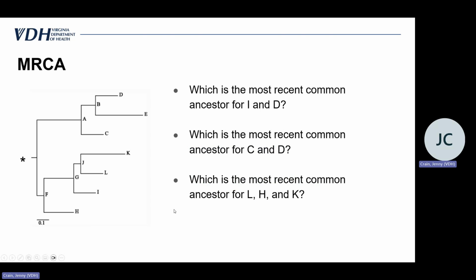Okay, so this was just a test or a quiz to check understanding in person, but these questions are just to ensure that you understand. For the first one, the most recent common ancestor for isolates I and D, you would need to go back on the phylogenetic tree all the way to the root to find the most recent common ancestor for these two isolates. The most recent common ancestor for C and D would be A, and for L, H, and K, you would need to trace all the way back to this node here, F.